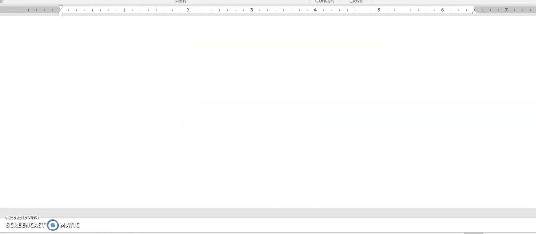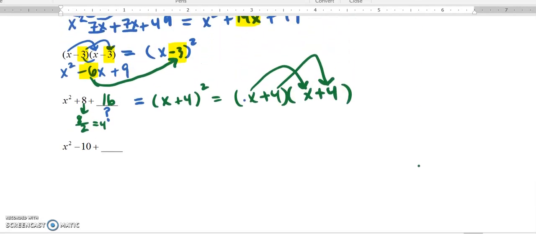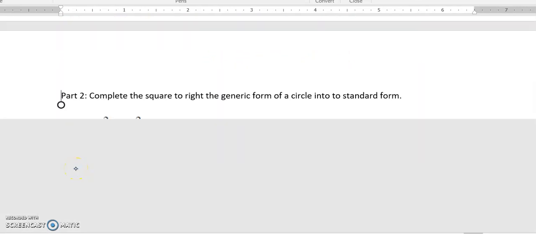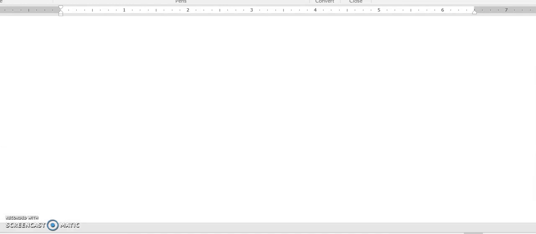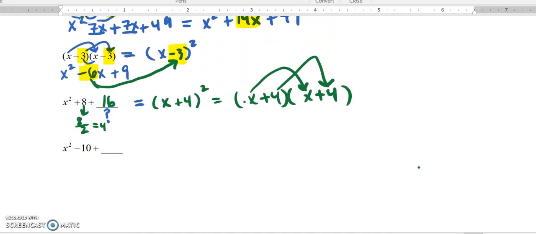Looking at one more example. If I learn how to use my technology, there we go. All right, now I want to write this as a perfect square as well. So I know that my first term here has to be x, and I look at the negative 10, divide that by 2, and that's going to give me negative 5. What happens when I square negative 5? I should get positive 25. Okay, so that's completing the square.